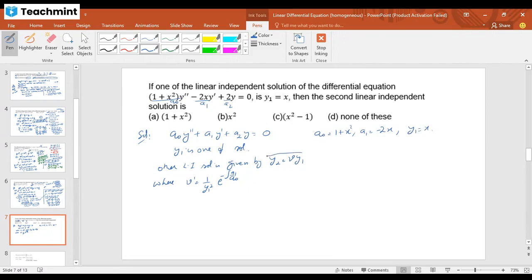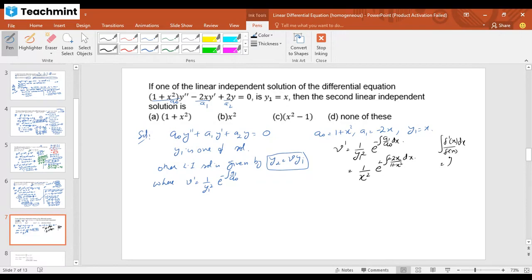So with the help of this formula, firstly we calculate v'. v' equals 1 upon y1 square times e raised to the power integral of minus a1 upon a0 dx. y1 is x, so it is 1 upon x square times e raised to the power integral of minus (minus 2x) upon (1 plus x square) dx. The negative signs cancel out. Now it is of the form integral of f'(x) upon f(x) dx.